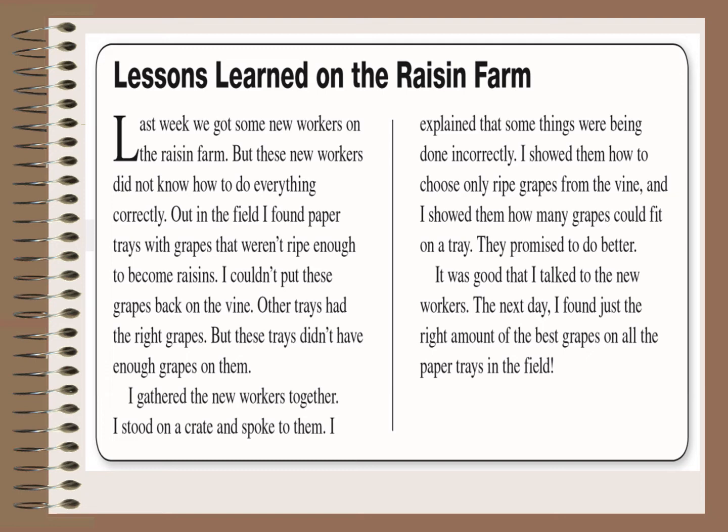I gathered the new workers together. I stood on a crate and spoke to them. I explained that some things were being done incorrectly. I showed them how to choose only ripe grapes from the vine, and I showed them how many grapes could fit on a tray. They promised to do better. It was good that I talked to the new workers. The next day, I found just the right amount of best grapes on all the paper trays in the field.